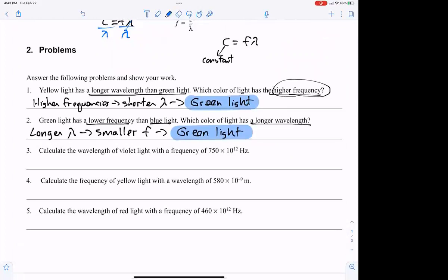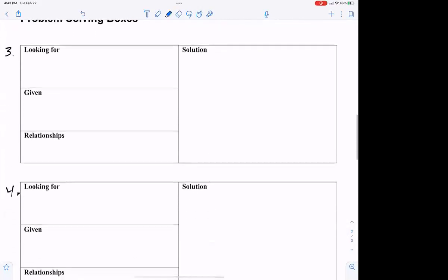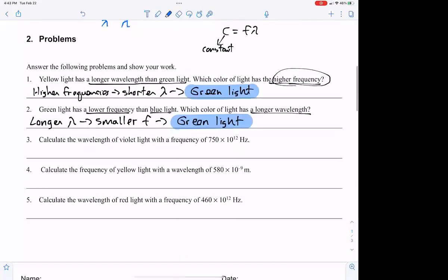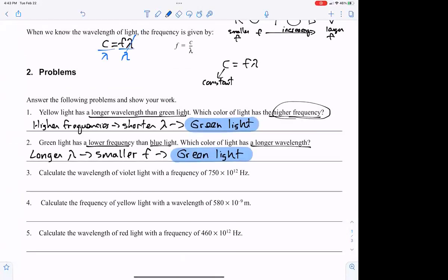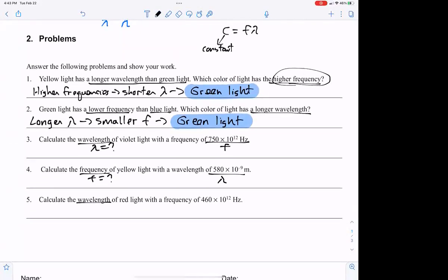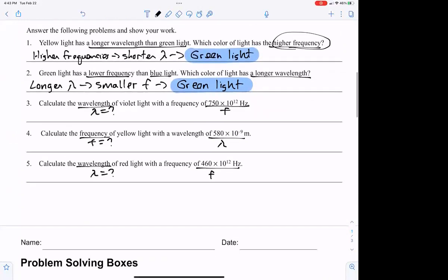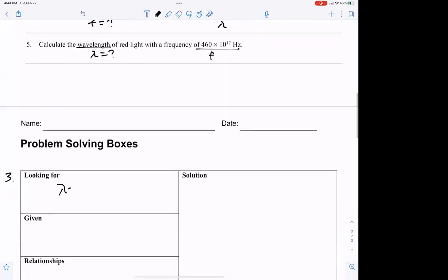Now, questions 3, 4, and 5 can be answered in the tables below. For question 3, we are given the frequency, and we are looking for lambda. Number 4, we are looking for frequency, and we are given lambda. Finally, number 5, we are given lambda and the frequency, and we're trying to find lambda. So number 3, we're looking for lambda.